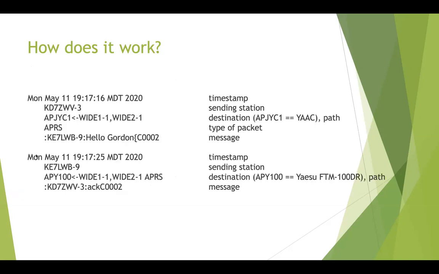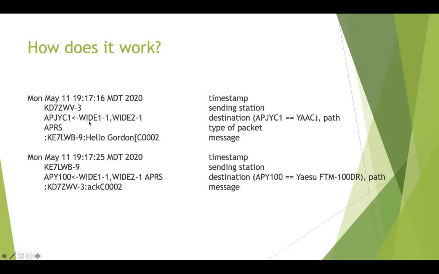So here's an example of a message that I sent to Gordon. You can see the timestamp of the message. The source station or sending station is my station, KD7ZWV-3. This was sent from my laptop using Mobile Link DTNC and my Baofeng radio. The destination is APJYC1. This is kind of what I was talking about with that fake, what they call a tocall. The APJY indicates that this is a YAC station, which is yet another APRS client. And that just tells what kind of software I was using when I sent this packet out.